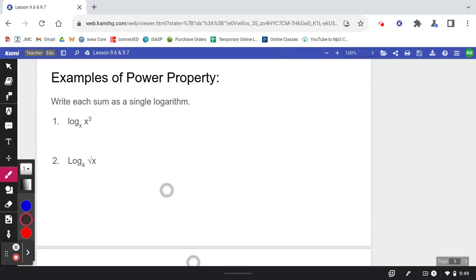For the power property, the exponent becomes the coefficient out front, so this would become 3 log base x of x. This one is showing square root, which remember is the same thing as the 1/2 power. So this one would become half times log base 4 of x.